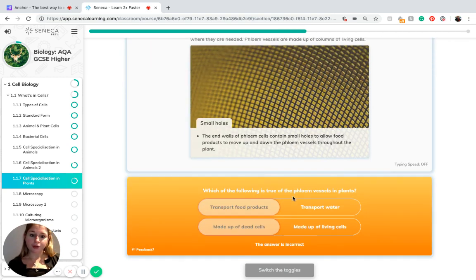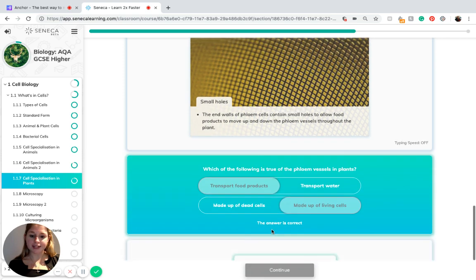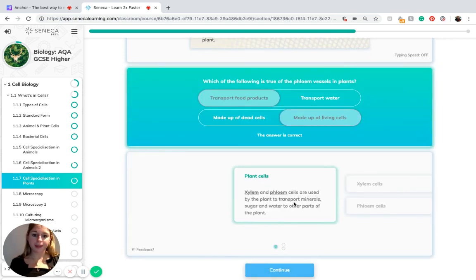So, we know that phloem vessels transport food products, not water, which is the role of xylem vessels, and they're made up of living cells as opposed to dead cells like in the xylem vessel. So, xylem and phloem cells are used by the plant to transport minerals, sugar and water to other parts of the plant.